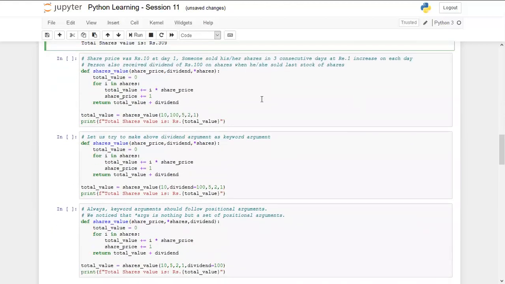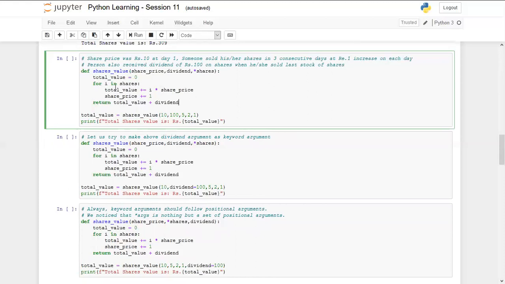The next example is: share price was rupees 10 on day 1. This is the same example, but now the person has also received a dividend of rupees 100 on shares when he or she sold the last stock of shares, on the last day, like the third or fourth day. So let's see how we can program this.